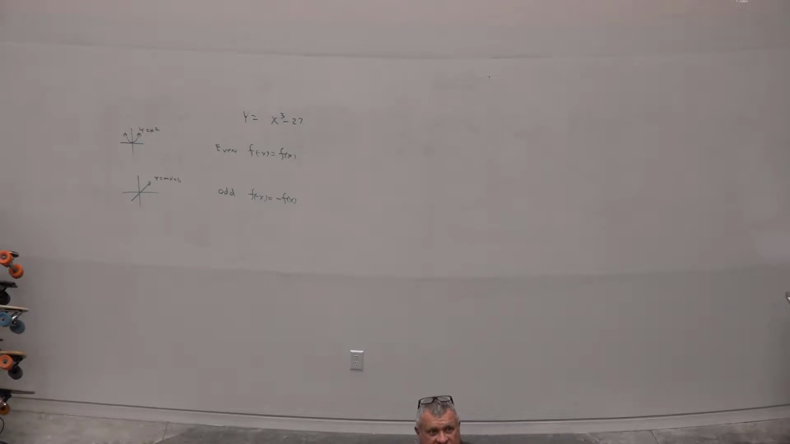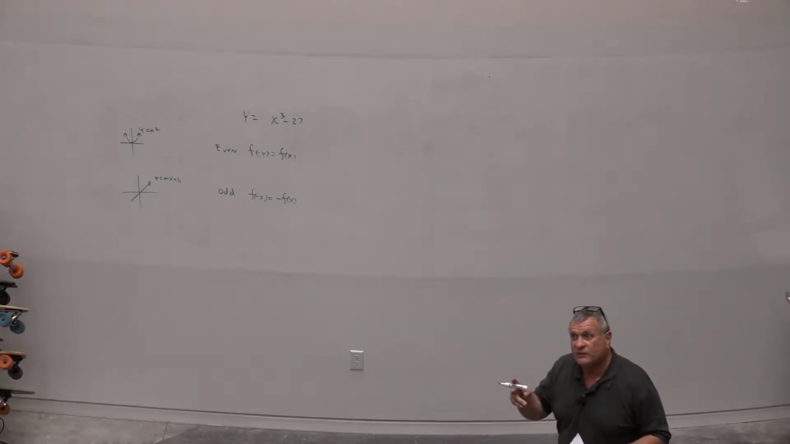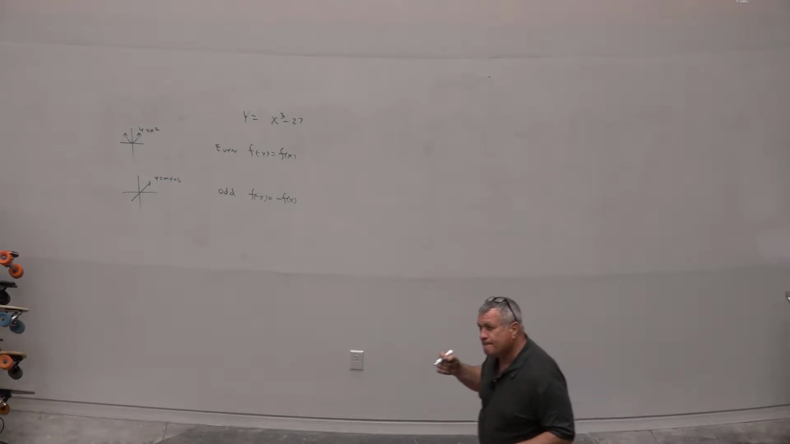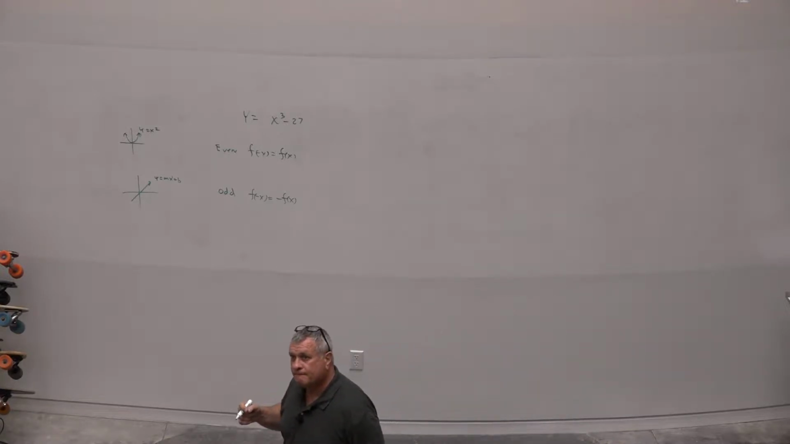So let's check this thing. I have no idea what it graphs like, so let's search it and see what it looks like. Yeah, question? What do you mean by complete negative? Say that again? What do you mean by complete negative sign?